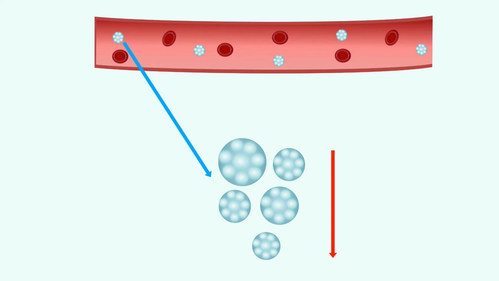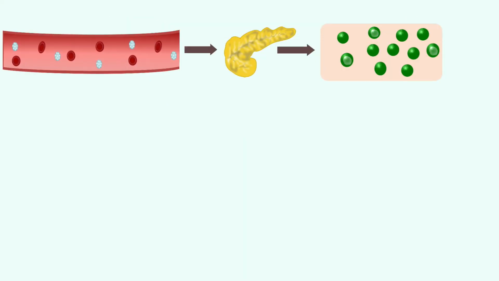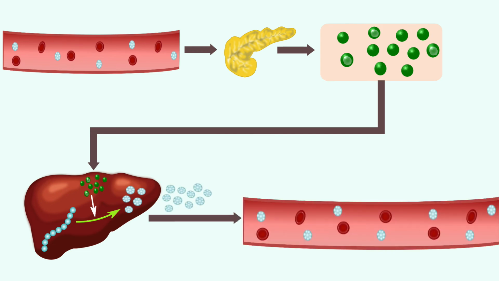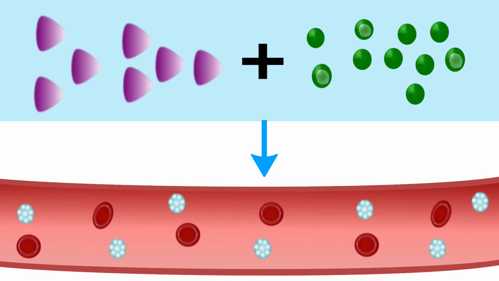When blood sugar levels are low, the pancreas releases glucagon. Glucagon promotes the breakdown of glycogen into glucose in the liver. This releases glucose in the blood. As a result, blood sugar then returns to normal level. This is how insulin and glucagon complement each other.